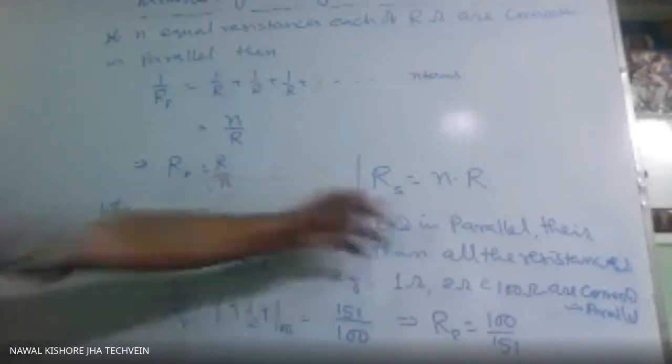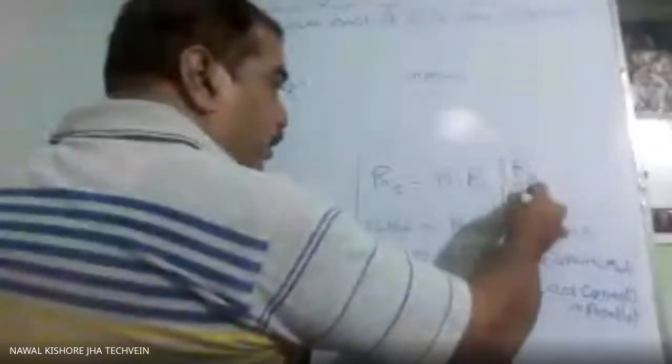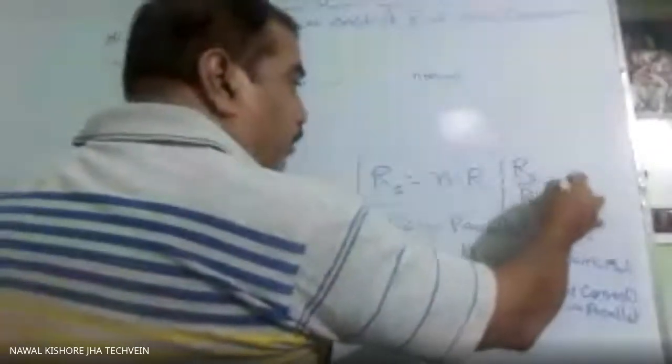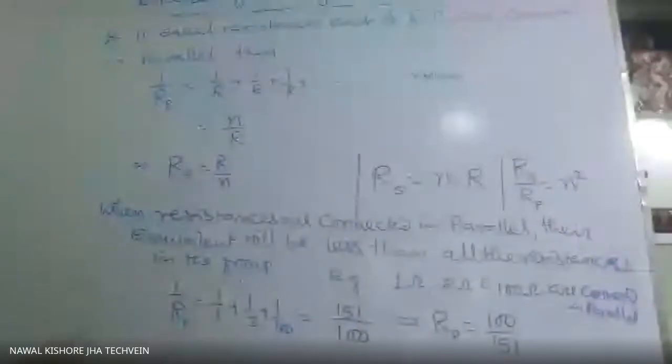Sometimes this ratio is asked. What will be the ratio of their series equivalent and parallel equivalent? Can you find? So this RS over RP will be N square. Series equivalent is NR, parallel equivalent is R by N. This R and that R will cancel, so that will come N square.